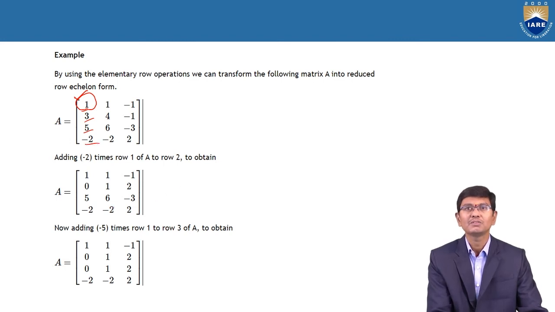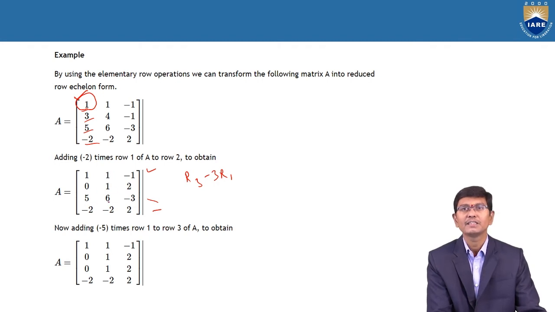For this purpose, first I am going to change the 3 to 0 with the help of that 1. That is R3 minus 3 R1. With this operation, the first row stays 1 1 minus 1, and the second row changes to 0 1 2. We are not disturbing R3 and R4. So by applying R3 minus 3 R1 we get 1 1 minus 1, 0 1 2, 5 6 minus 3, and minus 2, 2.